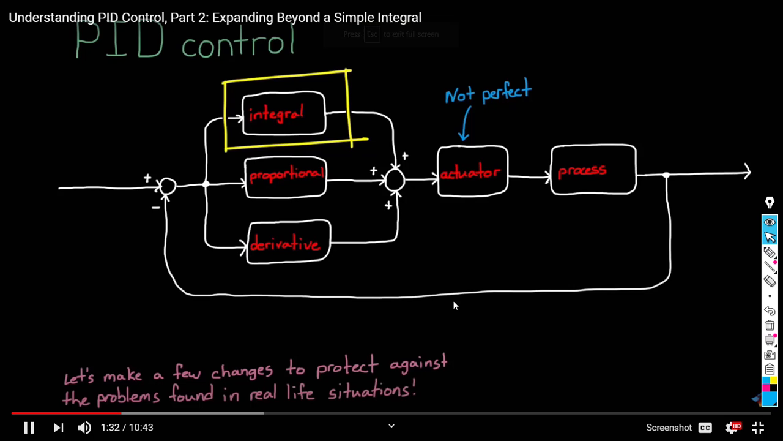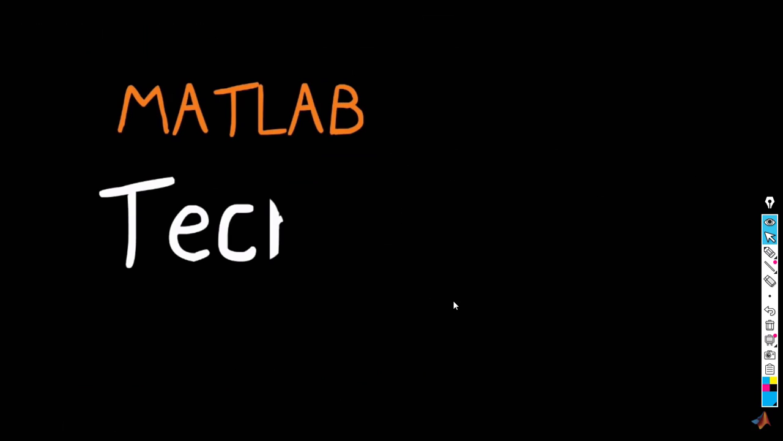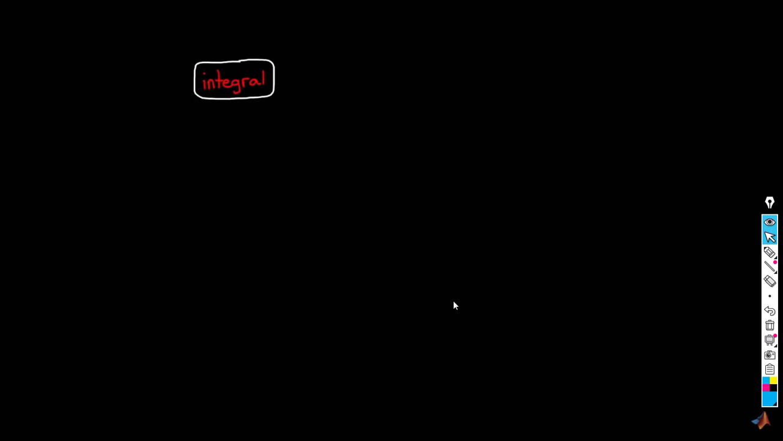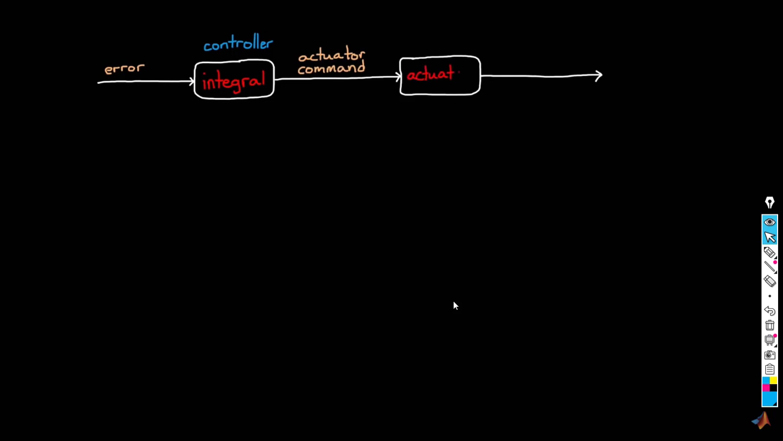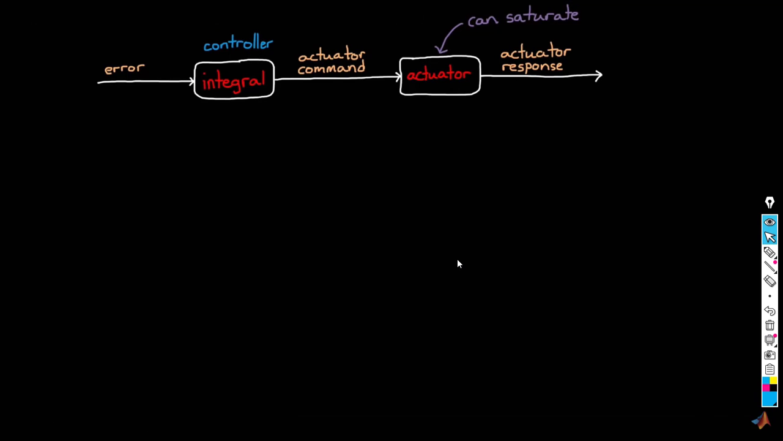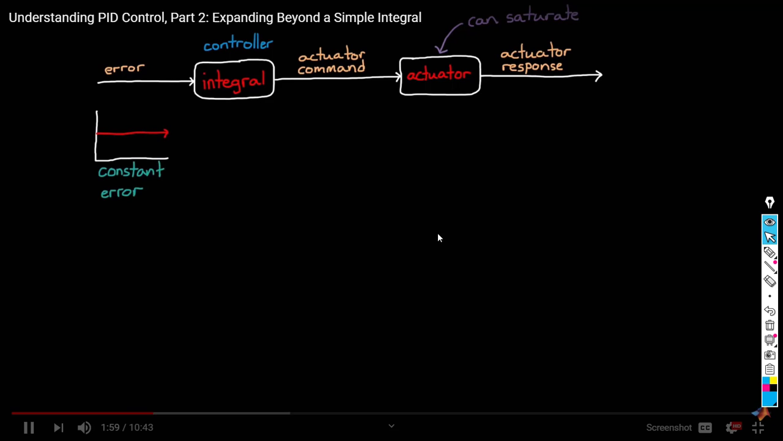Found in real-life situations. I'm Brian, and welcome to a MATLAB Tech Talk. We begin by looking at the path the error takes through the integral to generate an actuator command, and then through an actuator to get its response. Imagine a scenario where the actuator can saturate, or another way of putting it, where the actuator is not able to follow the command it's given. Picture this. A system is subjected to some continuous non-zero error.